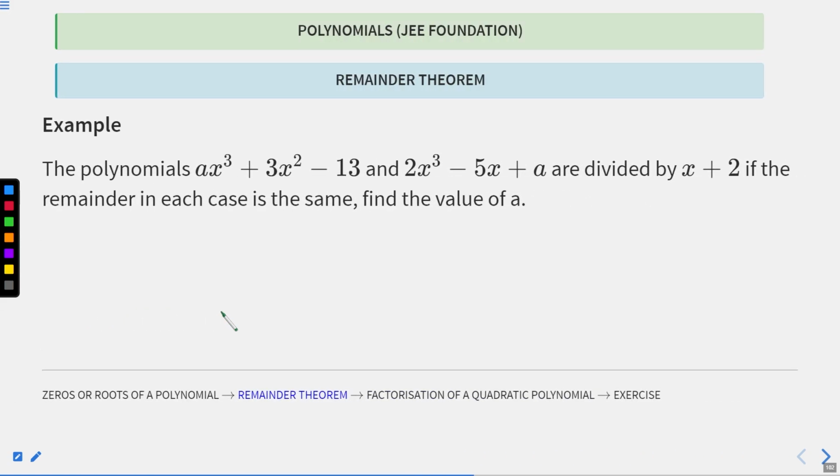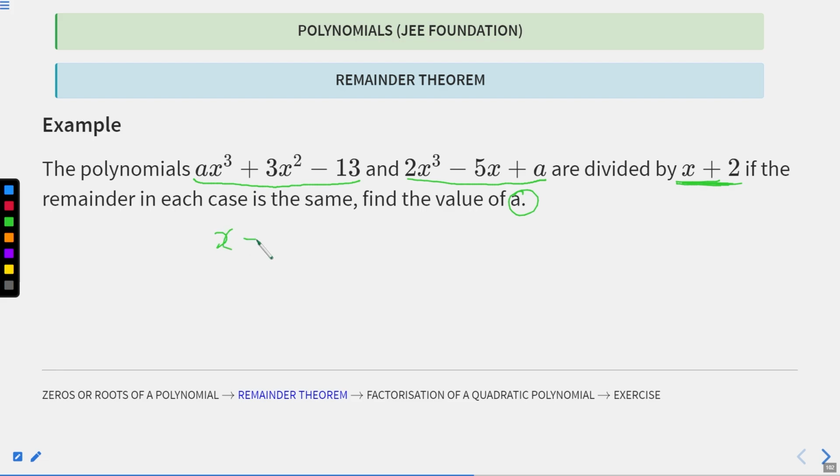Let's move to the next example. The polynomials you are given are ax cube plus 3x square minus 13, and 2x cube minus 5x plus a, and both are divided by x plus 2. So we are given two polynomials, and both are divided by the same divisor. The question says that if the remainder in each case is the same, then find the value of a.